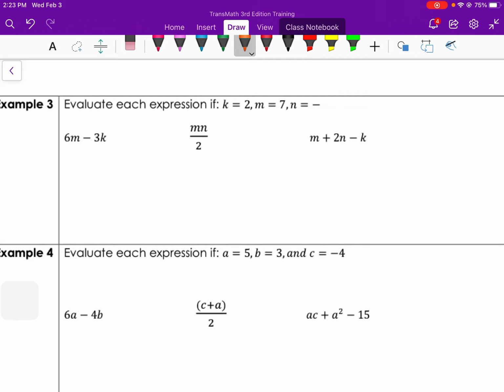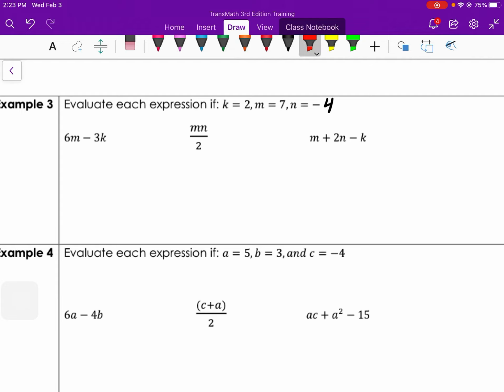I wonder what n was supposed to equal here. So let me see. We'll just call it -4. I don't remember what it was supposed to be, but hopefully that works out. So this time we have 3 variables. K is 2, m is 7, n is -4.